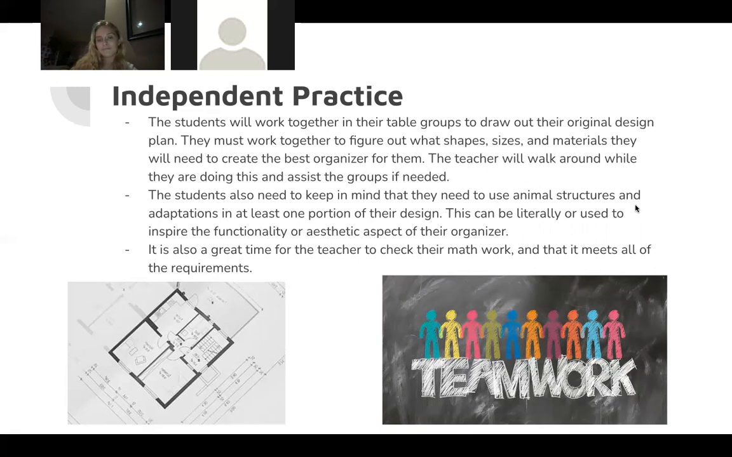This is when the teacher will be walking around and kind of assessing how the groups are working together and how they're doing. The students also need to keep in mind that they need to use animal structures and adaptations in at least one portion of their design. And this is a good time for the teacher to go around and make sure that they are following the criteria for how big it can be and to not exceed the 60 centimeters by 30 centimeters.